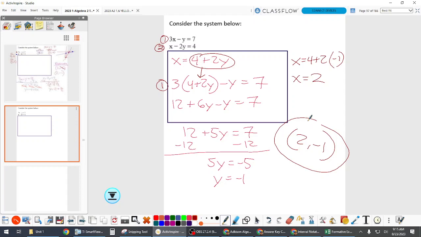How could you check, though, that it is the solution if you don't have your graphing calculator and want to know? How can you be sure it's the solution? Okay, plug it in is a little bit more involved this time. What do we plug it into? Plug both points in, right? We have to plug it into both equations because it may be true for one but not the other. Okay? So take 2 and negative 1 and make sure both of these are true.